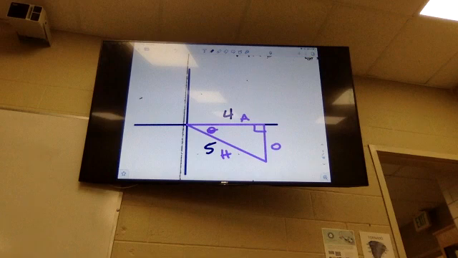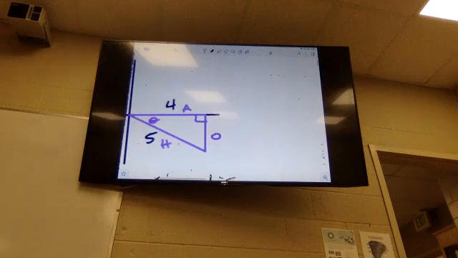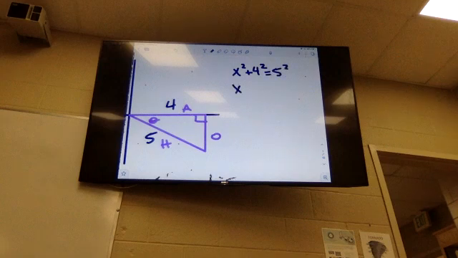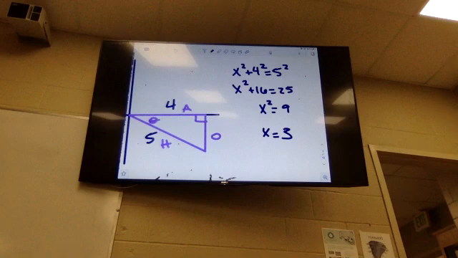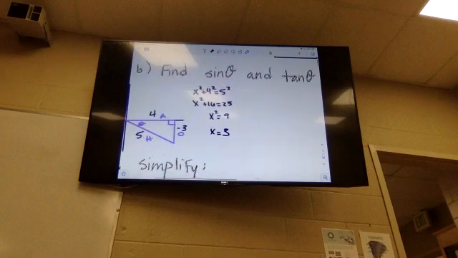Everyone okay with that? Let's do Pythagorean theorem to find it. I get x squared plus 4 squared equals 5 squared. x squared plus 16 equals 25. Minus 16, x squared equals 9. Oh, nice, another easy answer. x equals 3. Since I know it's in quadrant 4, though, I know it's a negative 3. Okay, now we've got to do sine and tangent.